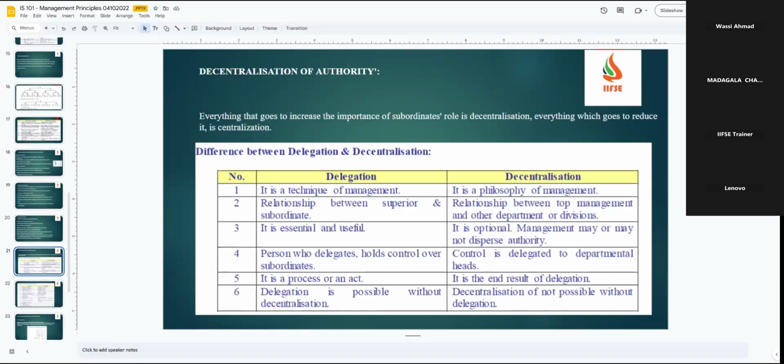It is essential and useful. It is optional. The management may or may not disperse the authority. So here it is essential and useful. So it is very much required. The delegation is very much required, because it increases the relation between the manager and the subordinate, and also it will unlock the skill which is there in the subordinates.